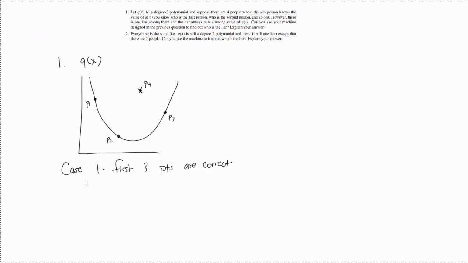In this case, the interpolating polynomial will simply be q of x. When we evaluate q of x at P4, we'll see that P4 does not lie on q of x. Therefore, our machine will output no.